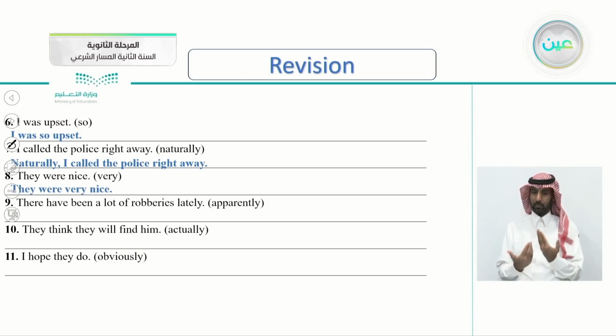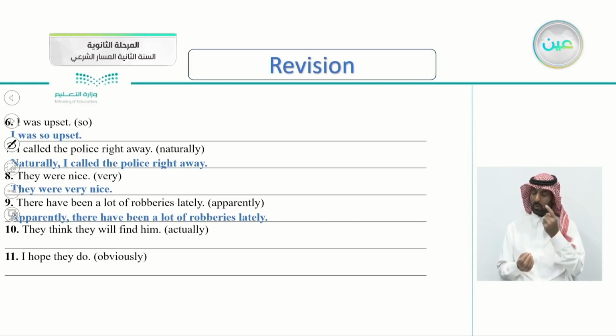Number nine, there have been a lot of robberies lately, and the adverb: apparently. Yes, apparently there have been a lot of robberies lately. Apparently means something very obvious. Anyone can see this. There have been a lot of robberies lately.